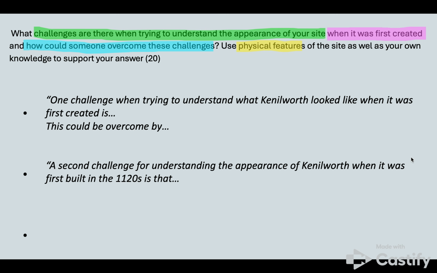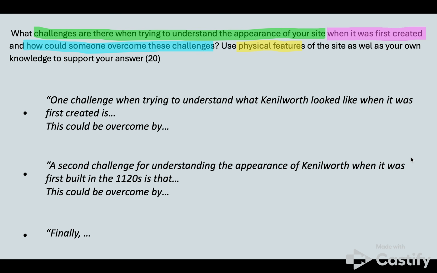So we could start our second paragraph by saying, a second challenge for understanding the appearance of Kenilworth when it was first built in the 1120s is that. We give another reason, another challenge, another thing that makes it difficult. And then again, we come back and say this could be overcome by. We remember to talk about physical features, and then we do the exact same thing again.